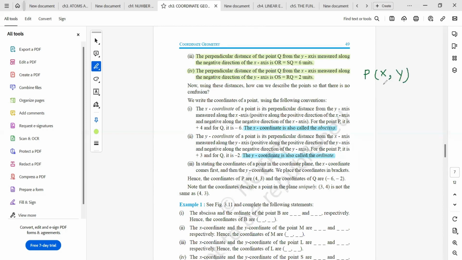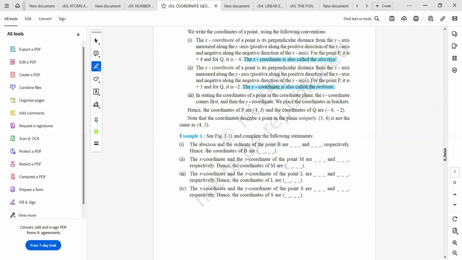So this x is known as abscissa, and this y coordinate is known as ordinate. These are the mathematical names. X coordinate we call abscissa, and y coordinate we call ordinate. So always remember, if a point is given to you whose abscissa is this and ordinate is this, then you can show it. But you should know that abscissa is x coordinate and ordinate is y coordinate. Clear? Yes. Okay.